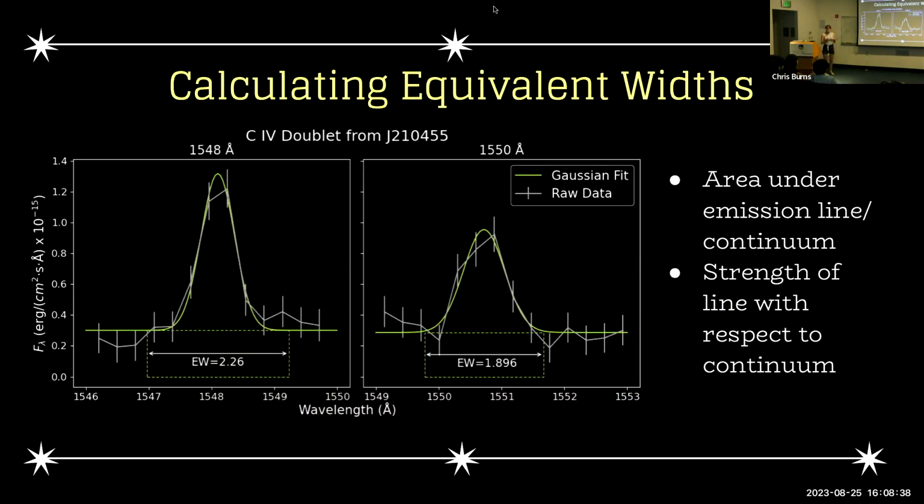And basically, the benefit of using equivalent widths to characterize emission strength is because it'll tell you how strong this emission line is in relation to the background continuum of the galaxy. And so here, these dashed boxes represent the area underneath this emission line. And as you can see, the equivalent width is the width of this box.